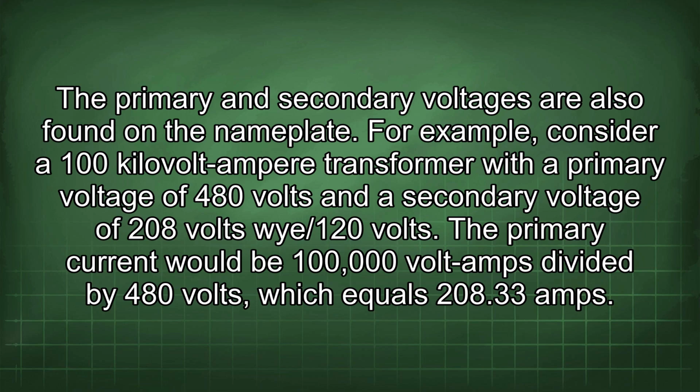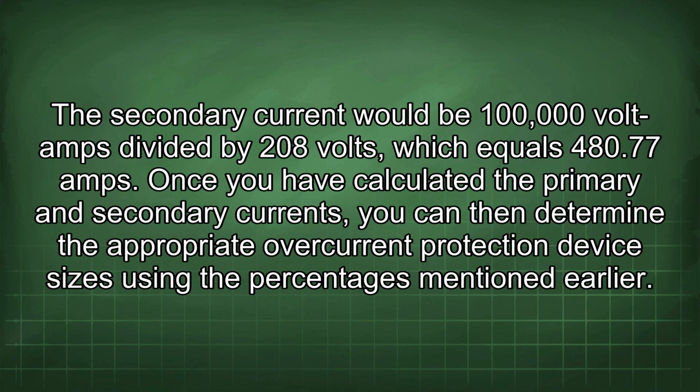For example, consider a 100 kVA transformer with a primary voltage of 480 volts and a secondary voltage of 208 volts Y/120 volts. The primary current would be 100,000 volt amps divided by 480 volts, which equals 208.33 amps. The secondary current would be 100,000 volt amps divided by 208 volts, which equals 480.77 amps. Once you have calculated the primary and secondary currents, you can then determine the appropriate overcurrent protection device sizes using the percentages mentioned earlier.